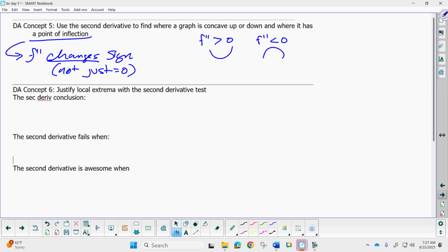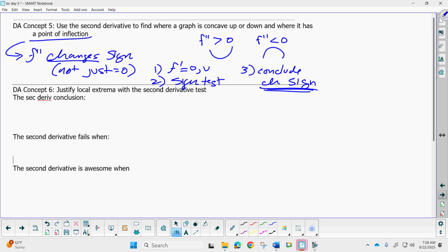You start by finding where f double prime is 0 or undefined, but then you do a sign test and you conclude that the second derivative changes sign, not equals 0. All right?